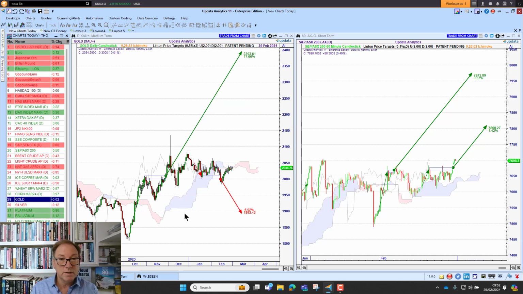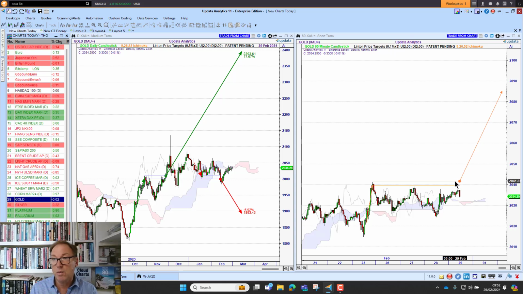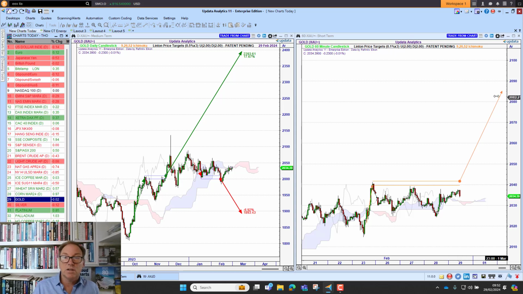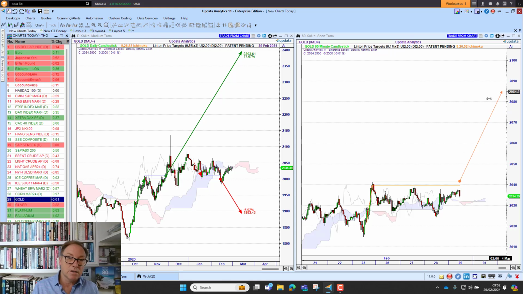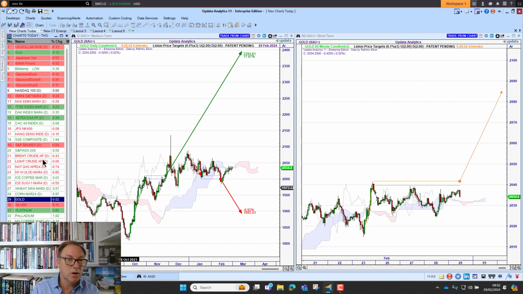Looking at gold, stuck in the doldrums a little bit, but we are just holding above the 2000 level, which is really quite key. If we can break above this 2041, then that takes us into the high 2080s area. So again, that's quite key. And of course, we have this longer term target that's been activated. Cloud has been tested here, but not on the lagging line.